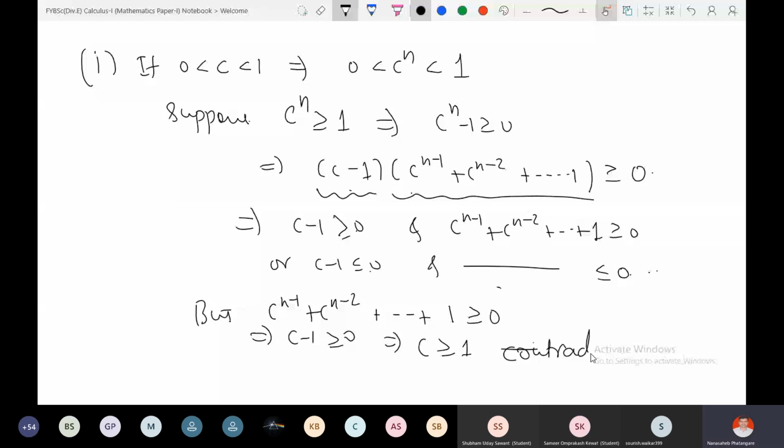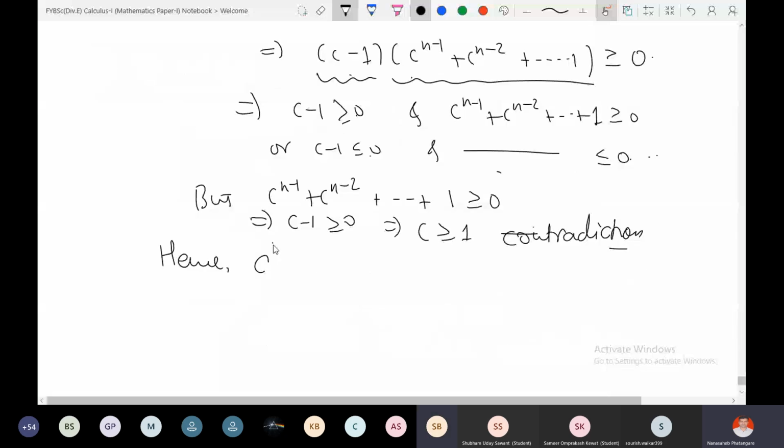So what is our basic assumption? Our assumption is 0 less than c less than 1, and then we wanted to prove that c raised to n is less than 1. Suppose not, then we found c is greater than or equal to 1. Hence what is the conclusion? c raised to n cannot be greater than or equal to 1, so it means c raised to n is less than 1.